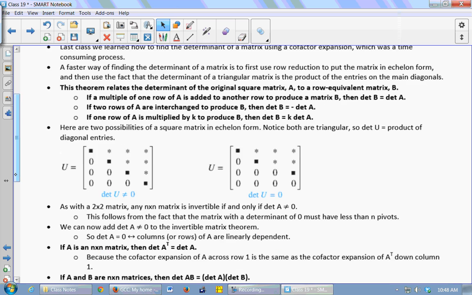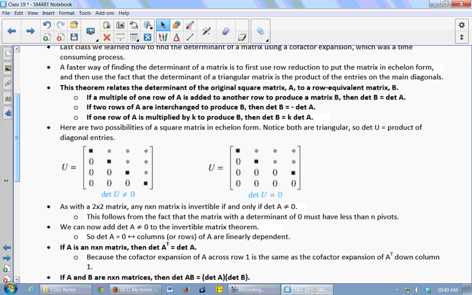So a faster way of finding the determinant of a matrix is to first use row reduction to put the matrix in echelon form. You don't have to go all the way to the identity matrix, but just put it in echelon form, which is triangular, like this guy or this guy. Then you can use the fact that the determinant of a triangular matrix is the product of the entries on the main diagonal. We discovered that last class.